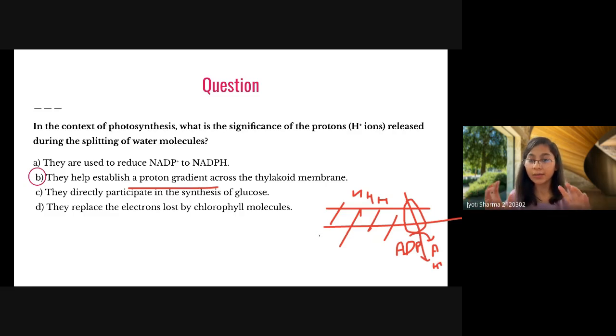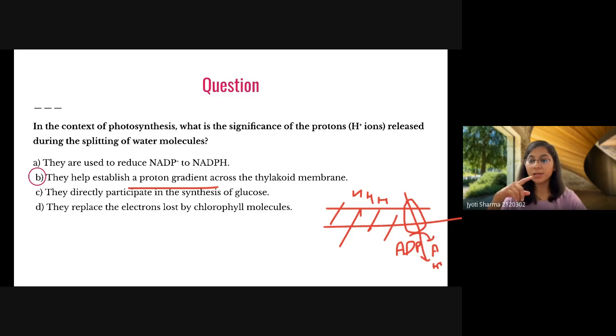Whenever we are changing ADP to ATP, there should be a proton gradient, otherwise the reaction will not happen. So for the enzyme ATP synthase, there is a condition that there should be an H plus ion gradient. Whenever H plus ions come in through it, ADP will change into ATP. So we need to establish the proton gradient across the thylakoid membrane.